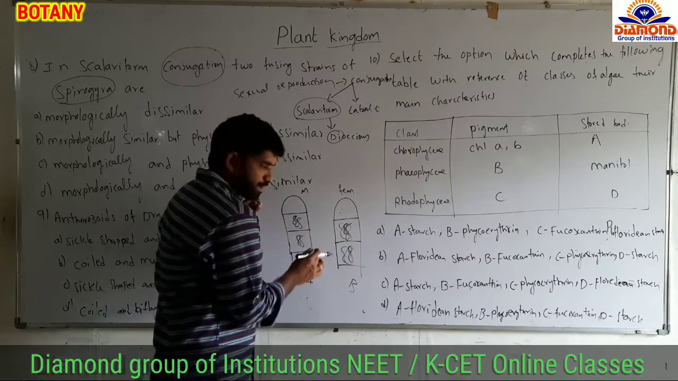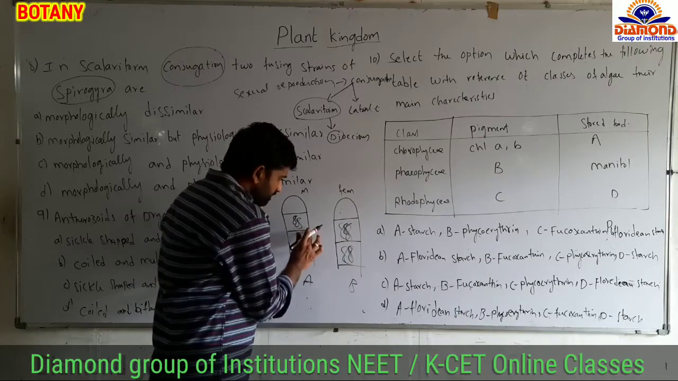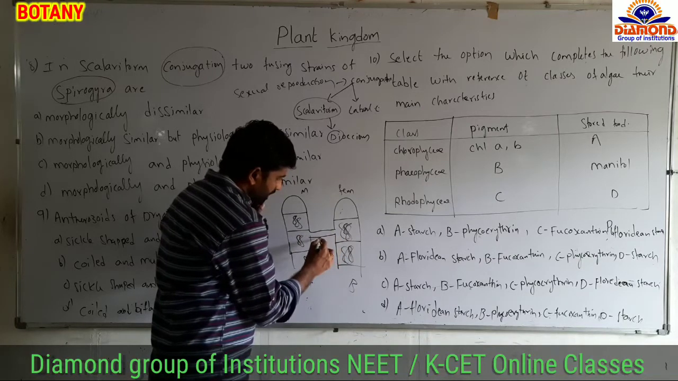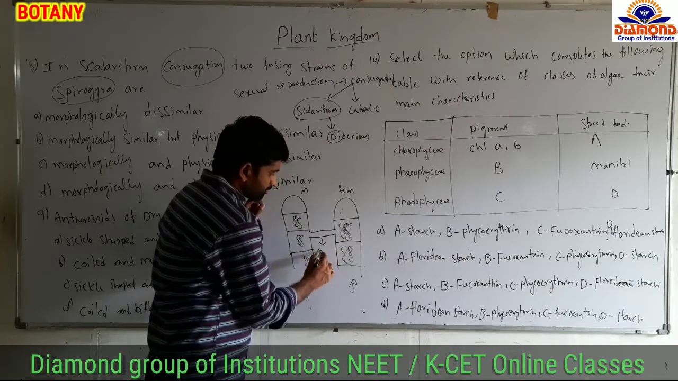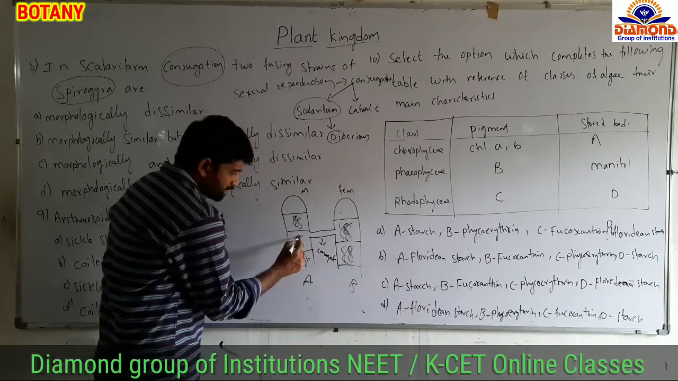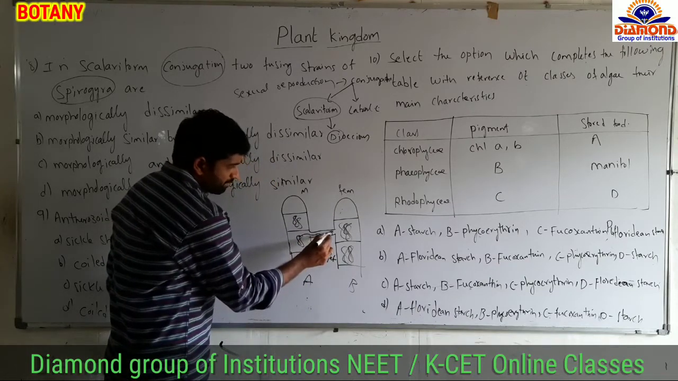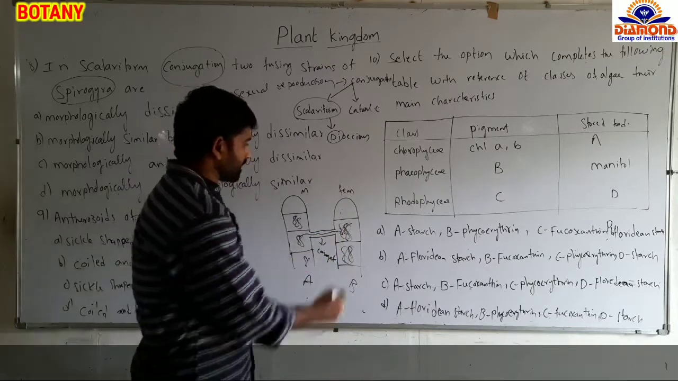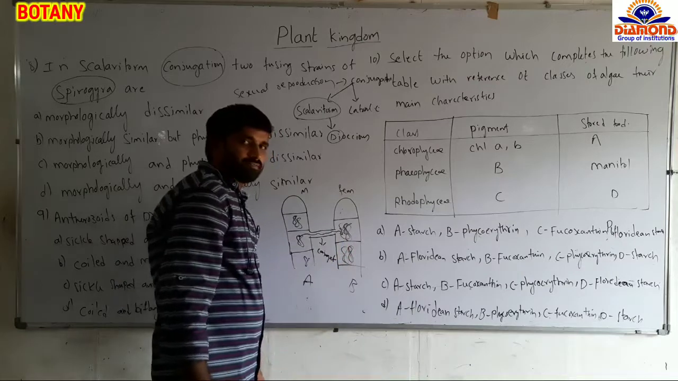Between the male and female Spirogyra, a small specialized tube is formed. This specialized tube is called the conjugating tube. From the male Spirogyra, the male gametes move and reach the female Spirogyra, and they perform fertilization.